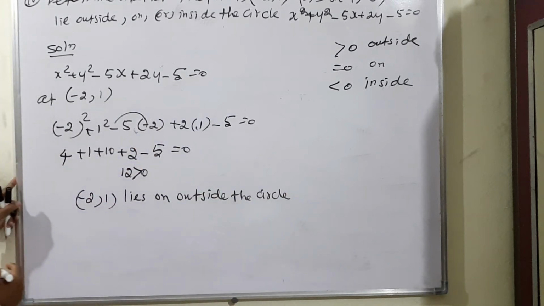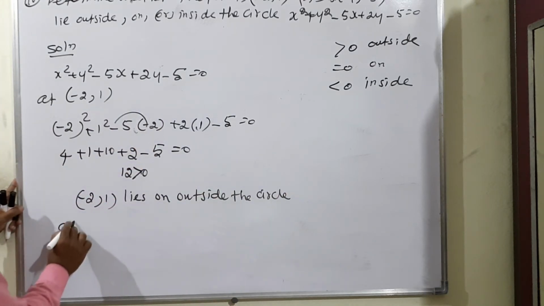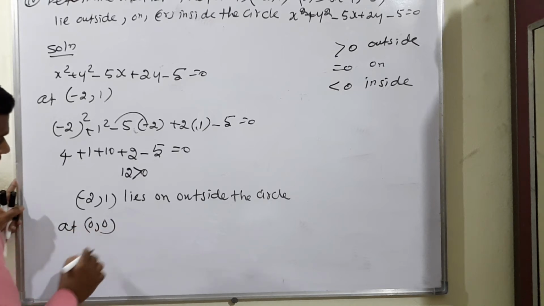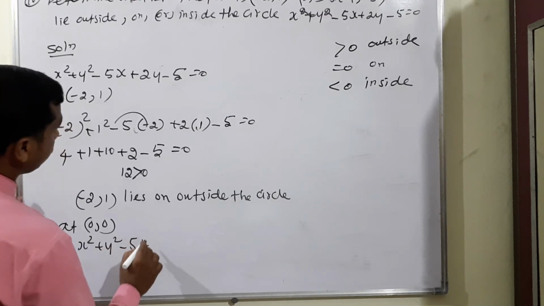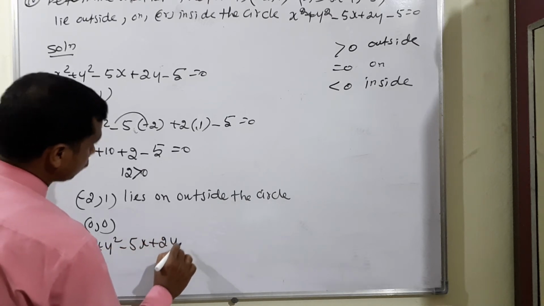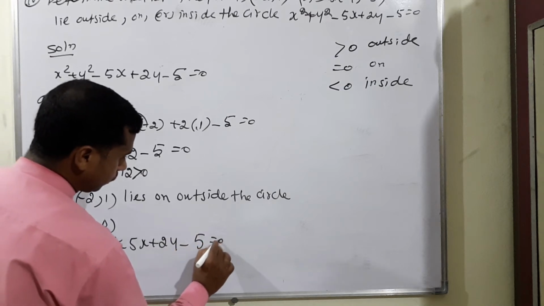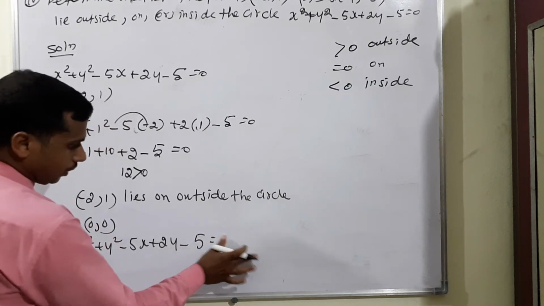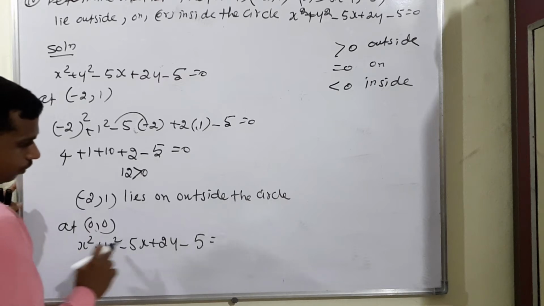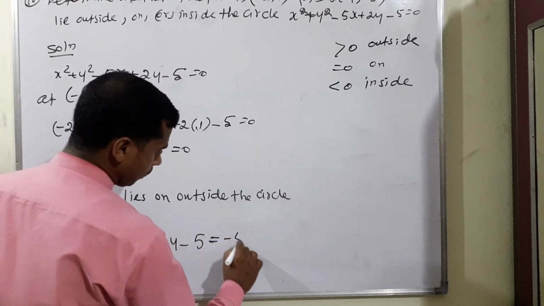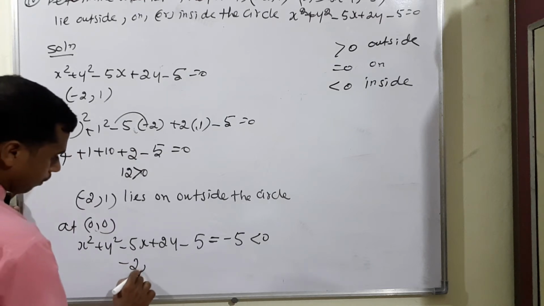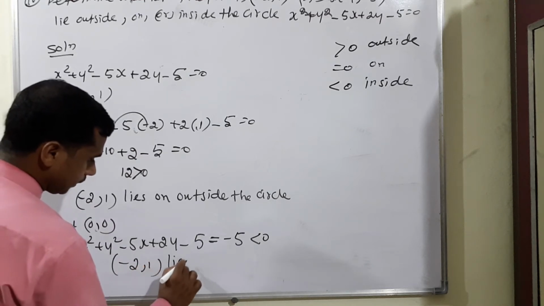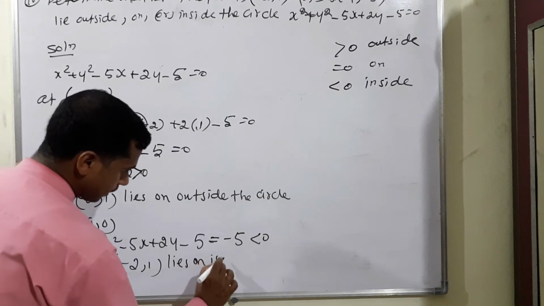Second condition, 0 comma 0. So 0 comma 0 means at 0 comma 0, the expression x square plus y square minus 5x plus 2y minus 5 gives the value minus 5 only, isn't it? Instead of x0, y0, the value is minus 5, simply we can say less than 0. Therefore, we can say minus 2 comma 1 lies inside the circle.